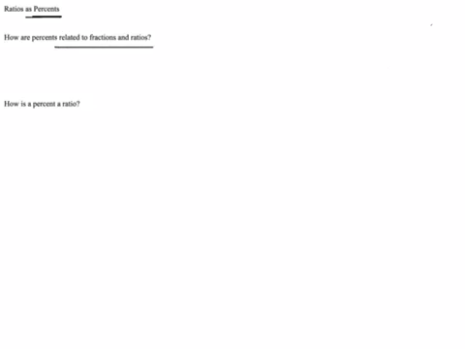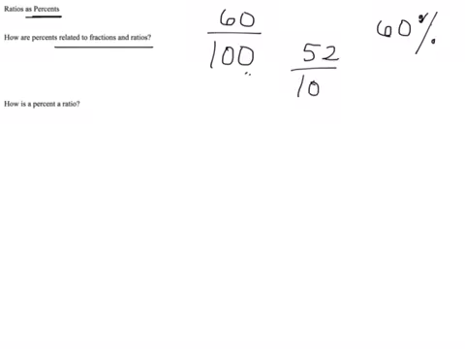So a percent represents a number that's out of 100. Okay, so it's a fraction with 100 as the denominator, as the bottom number. So if we said there's a 60% chance of rain, as a fraction, that would be 60 over 100. So if you see the fraction 52 over 100, basically that means 52%.